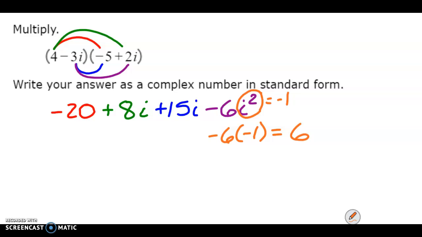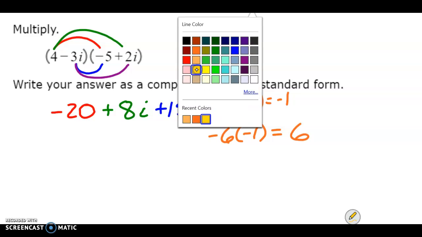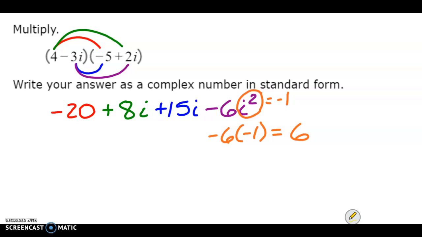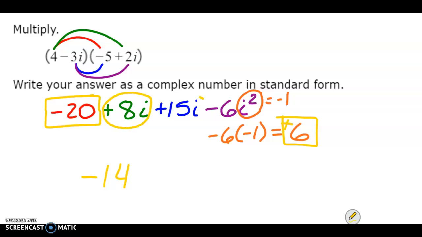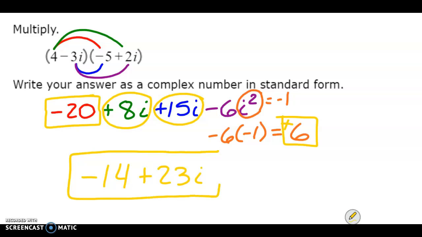And now we're just combining our like terms. So I end up with -20 and a +6, okay? So that's going to end up being -14. -20 plus 6 will be -14. And then my +8i and my +15i, 8 plus 15 is going to be 23i, and that's my final answer.